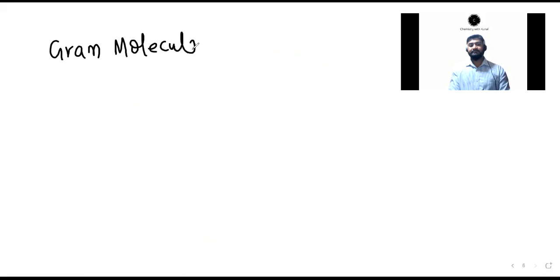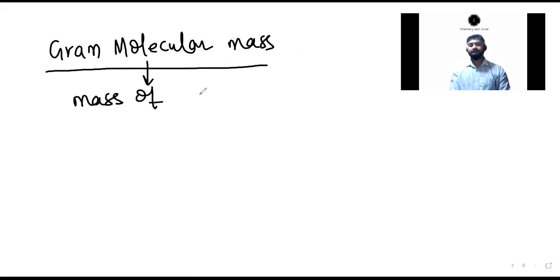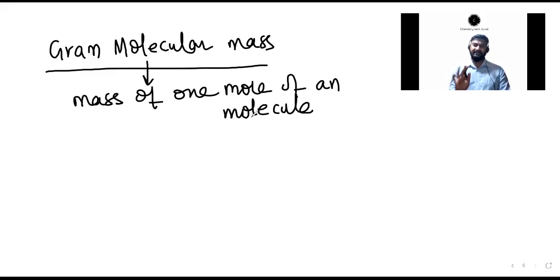Gram molecular mass. What do you mean by gram molecular mass? Gram molecular mass is the mass of 1 mole of a molecule. That's it. Meaning nothing but mass in grams. Simple. Like for example, ammonia.